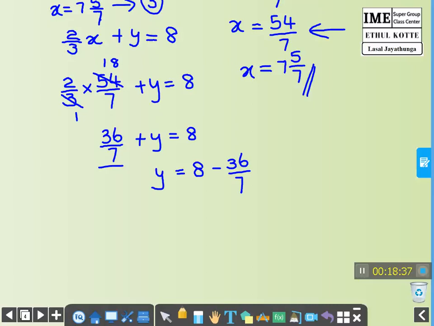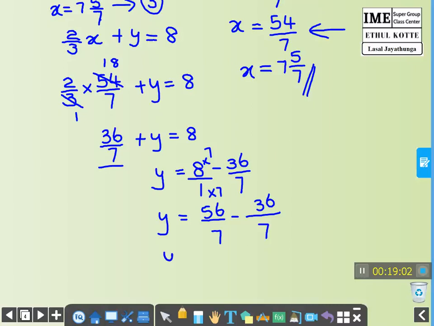Here we'll consider denominator 8. We don't have a denominator, but we'll consider one. No denominator means we can consider it as 1. Now again decide the common denominator as 7. This is 36. To make 1 as 7, multiply by 7. So 56.